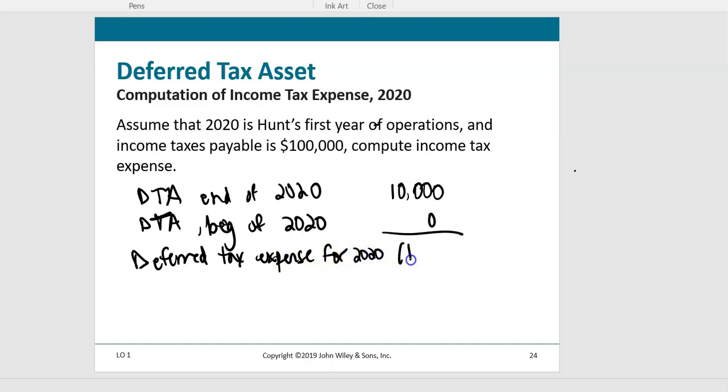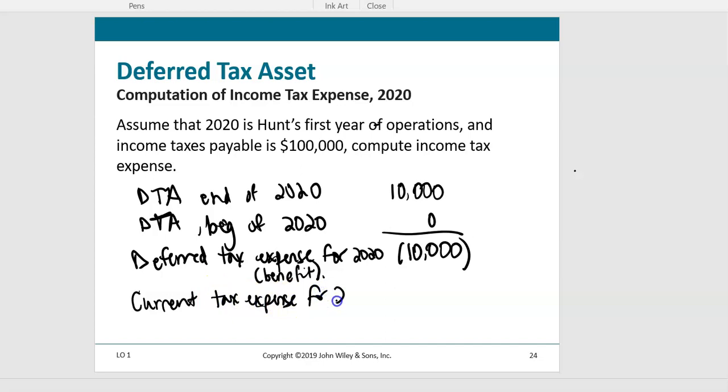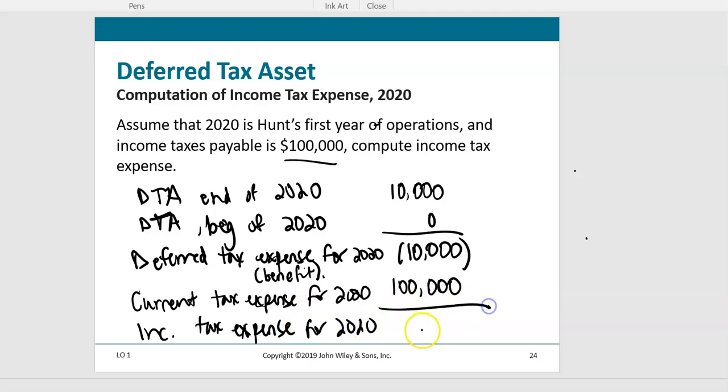And this is going to be a negative. We're taking our beginning minus our ending, and this is going to be a negative expense, which really what we mean by a negative expense is a benefit in 2020. And we know that we have the current tax expense, or the amount that we actually owe to the IRS, was $100,000. So the total income tax expense that we're going to report on the income statement for 2020 is going to be $90,000.